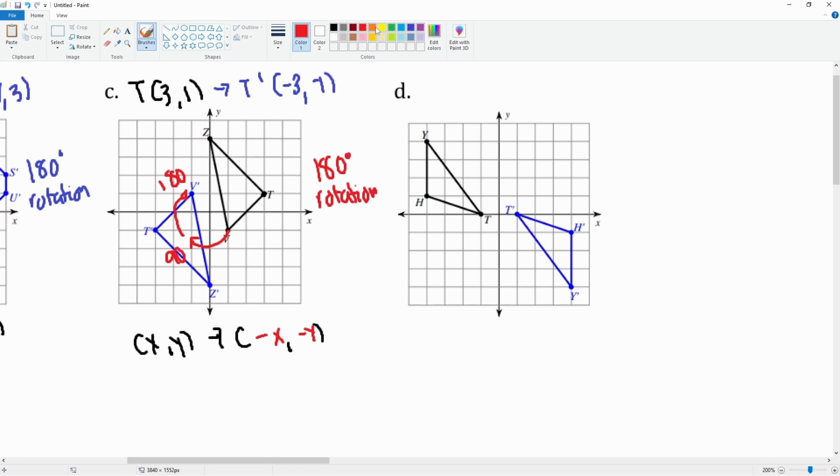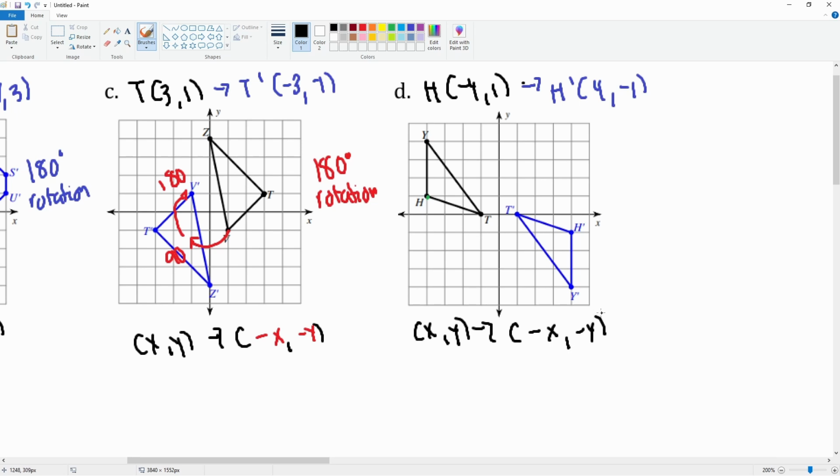Right. Okay, let's look at H. H is (-4, 1), and it became H prime of (4, -1). Again, this one also changes sign. So it is -X, -Y. So here, it validates it again. From here to here, it goes here, it's a 90. From here, it's another 90, so it's 180. So it's a 180-degree rotation. All right.